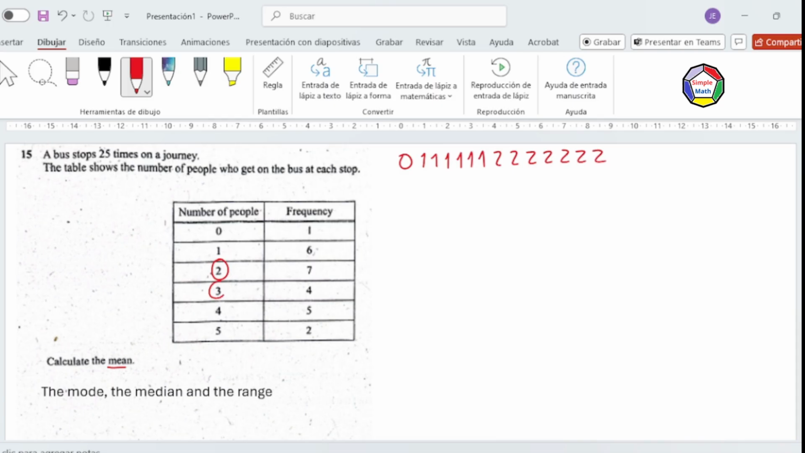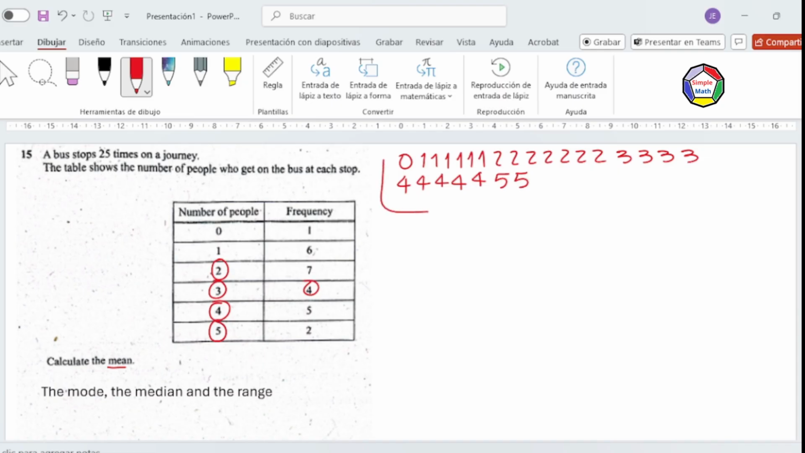Now I'm going to write the number 3. How many times? 4. 1, 2, 3, and 4. Now I'm going to write the number 4, 5 times. 1, 2, 3, 4, 5 times. Now I'm going to write the number 5, 2 times. 5 and 5. So remember, we're getting the mean, which is the same as average.